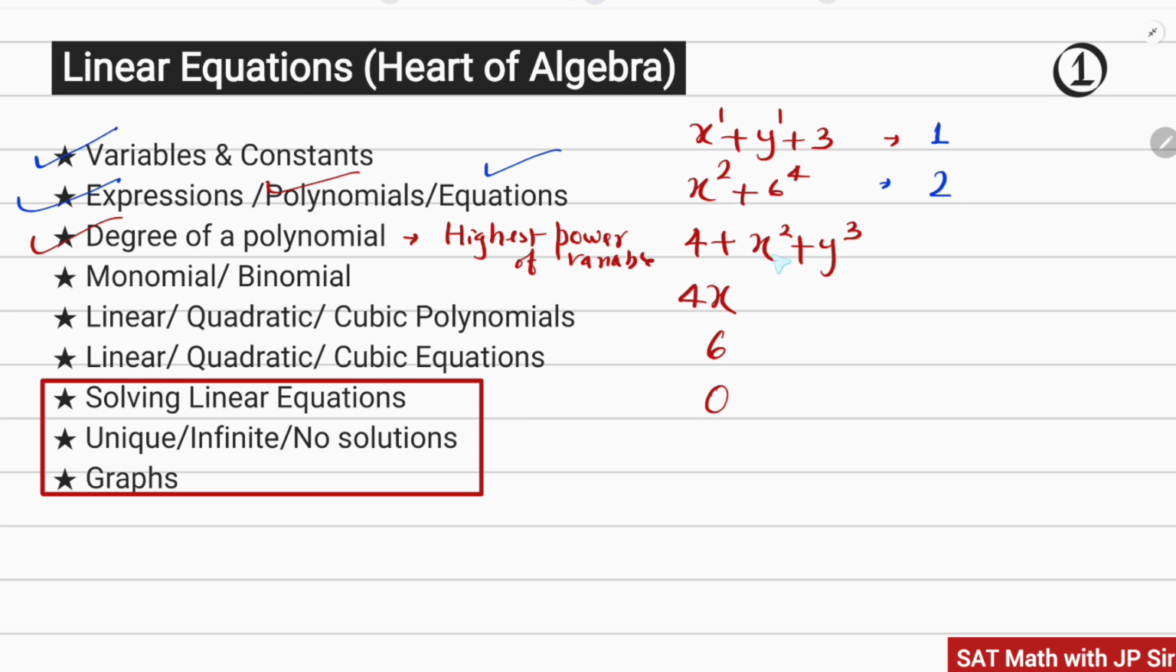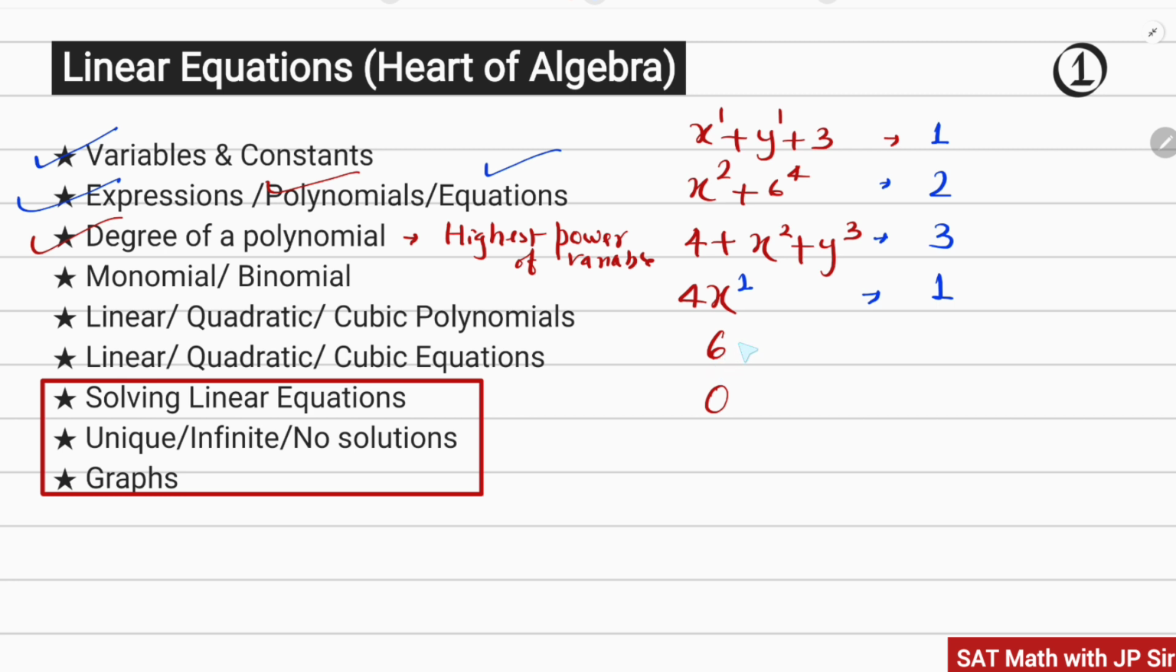What about this? x is a variable, y is also a variable, and its power is 2, its power is 3. But what about the highest power? Highest power is 3. So its degree is 3. What about this? What is its degree? Its degree is 1. Its power is 1, so the highest power is 1. So degree is 1.